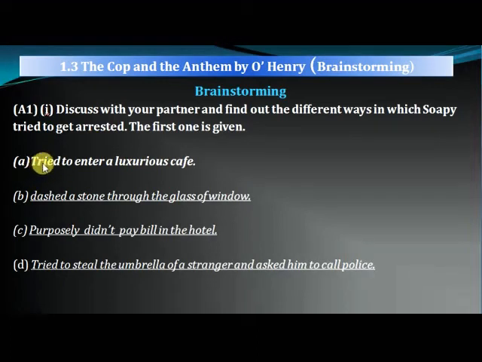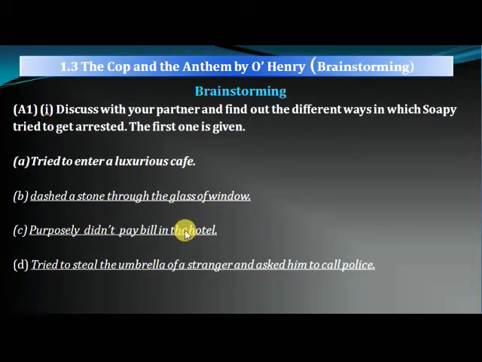Like the first one, where he tried to enter a luxurious cafe, he gets eyed and kicked out. Then he tried to dash a stone through the glass of the window of a shop, where unfortunately also he didn't get arrested. Then he purposely didn't pay a bill in the hotel. He wanted them to call the police and get arrested. Fails again. Then he tried to steal the umbrella of a stranger and asked him to call the police. He fails again. Then he acts as if he's drunk and he falls on people or on the police. Then again he doesn't get arrested. And finally he gets arrested by doing nothing.